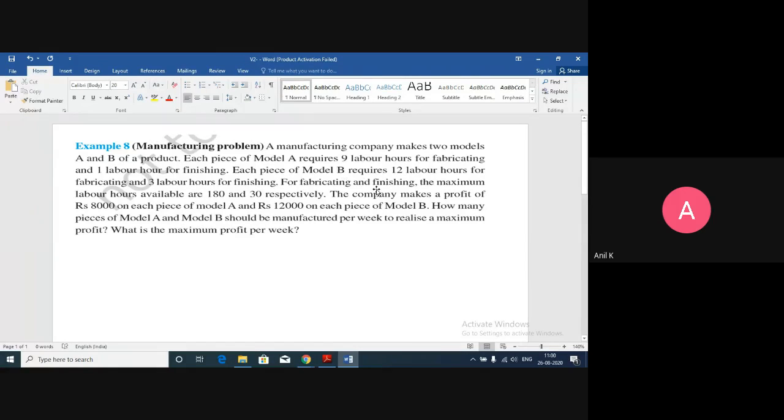For fabricating and finishing, the maximum labor hours available are 180 hours and 30 hours. 180 hours for fabricating and 30 hours for finishing. For product A and B altogether, this much time we have.